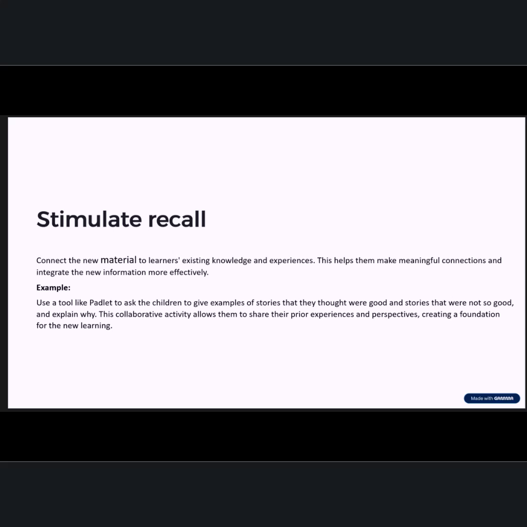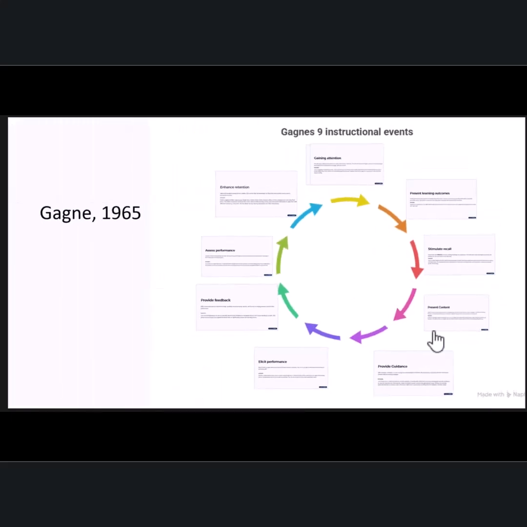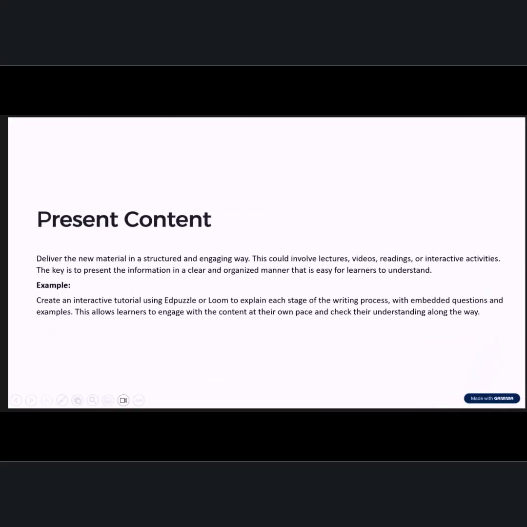So once you've related this to their prior experience of stories and what worked and what didn't, then you can start presenting the content to the students. And this is basically presenting the content in a structured and engaging way. So it's direct teaching. It could involve you giving a presentation, providing a video, maybe with captions, to ensure all learners are included.